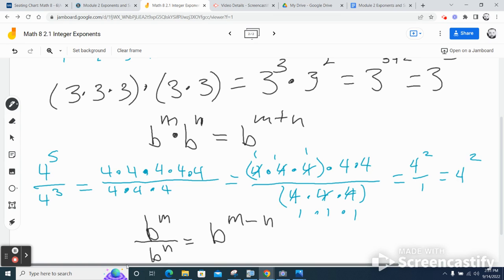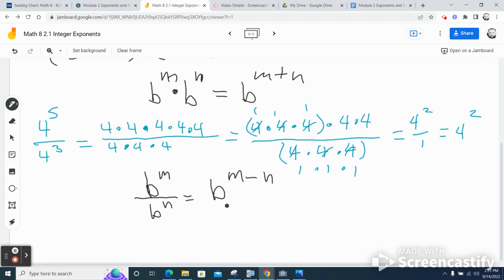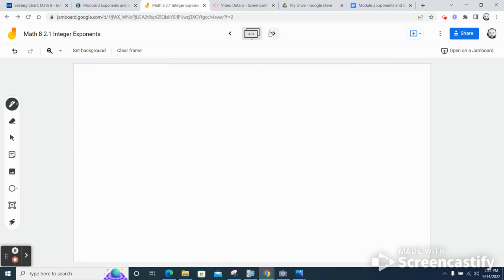Okay? So when you're multiplying, you add the powers. When you're dividing, you subtract the powers, basically. Does that make sense? Let's do one more property, and then we'll call it a day. The last one is the power of powers.